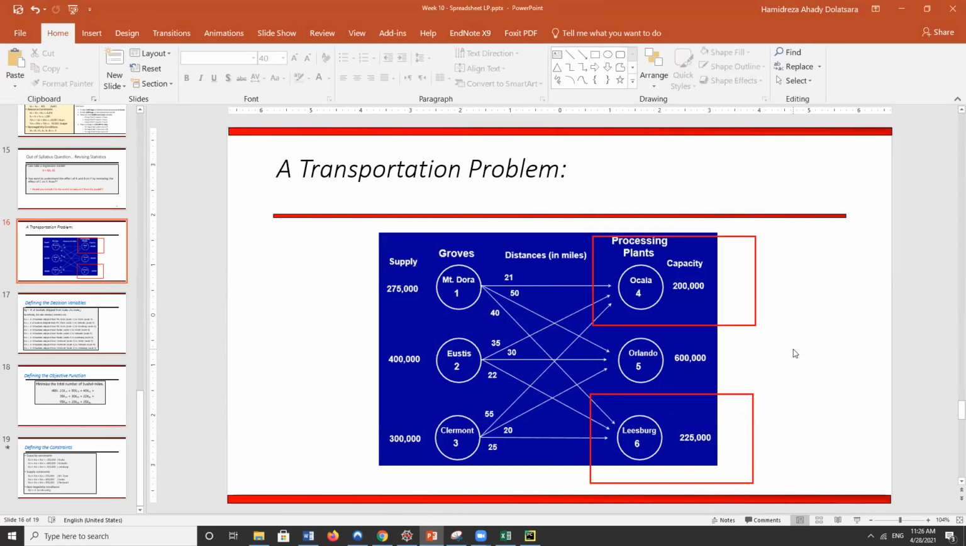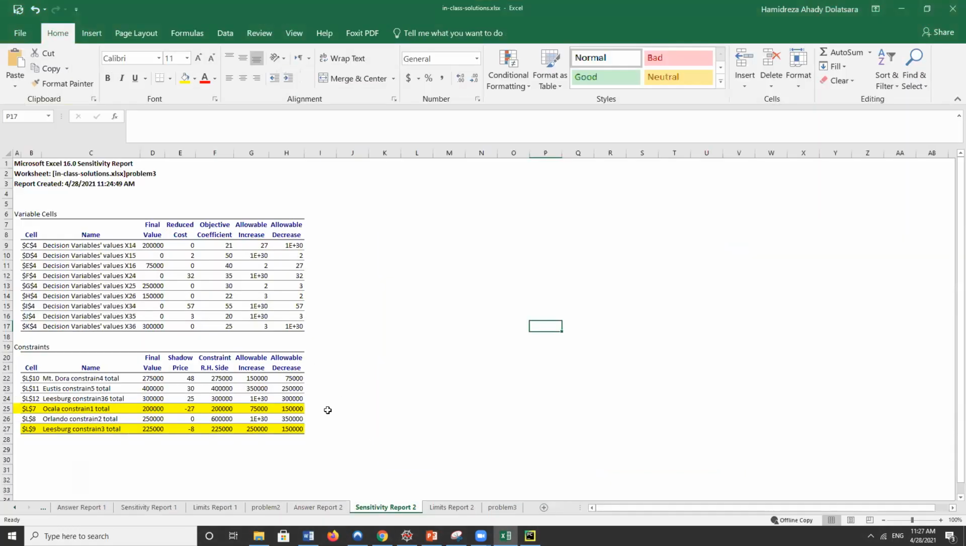So let's say in future you have some investment. If you invest in Leesburg and Ocala processing plants, you're even reducing your cost more. Therefore, sensitivity analysis and these Excel reports are really important. It just makes you a better decision maker in future. So based on this shadow price, you understand how you can invest in future in order to make more profit for your organization.